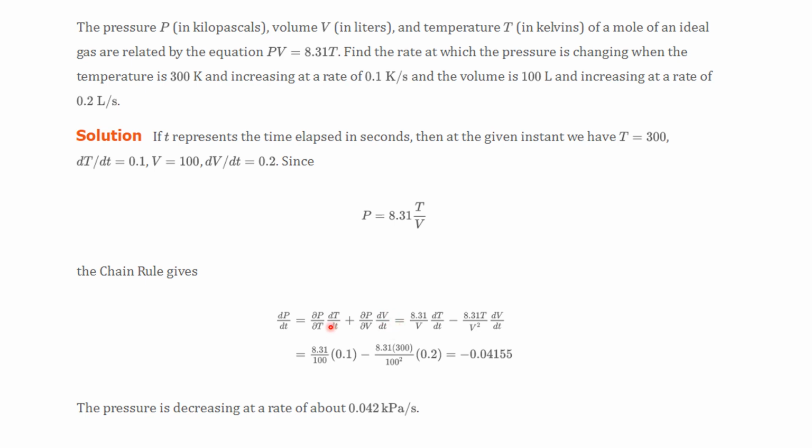So the partial with respect to T is just going to be 1 over V, times dT/dt, and then we have that constant 8.31 there, and then we're taking the derivative with respect to V, but that's 1 over V, so that's going to be minus 1 over V squared, where T is held constant, times dV/dt. So we substitute all those values in and do the calculation. It's a numerical calculation, and we find that the pressure is decreasing at a rate of about 0.42 kilopascals per second.